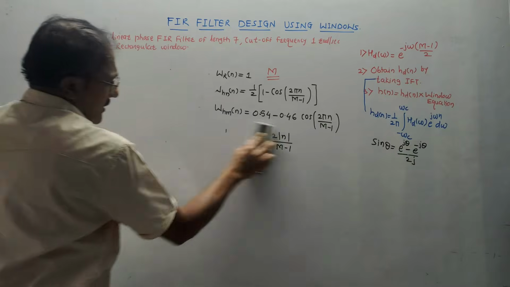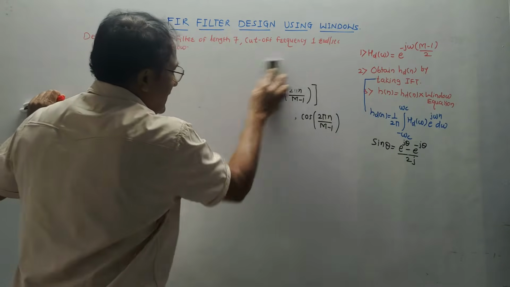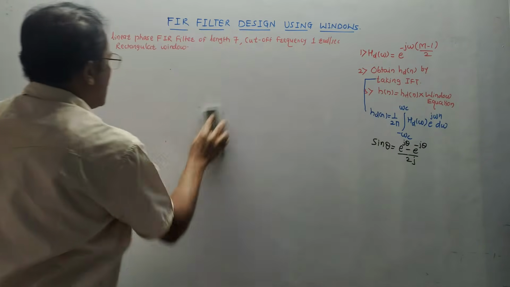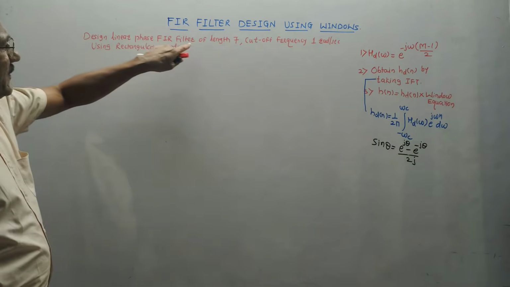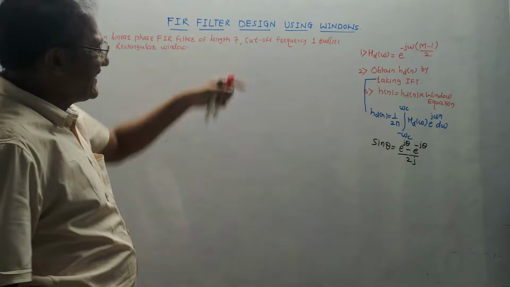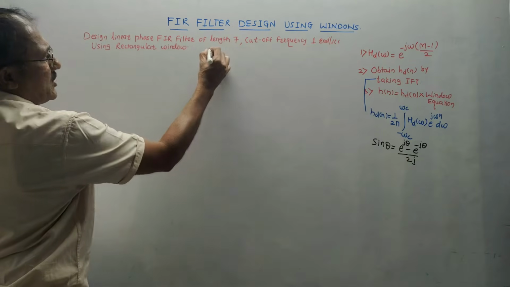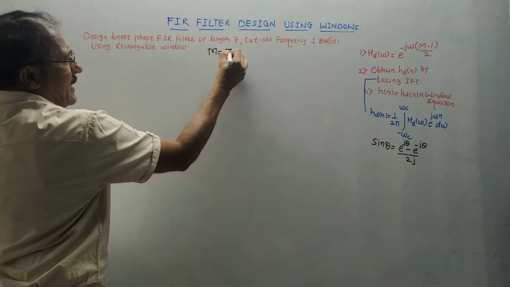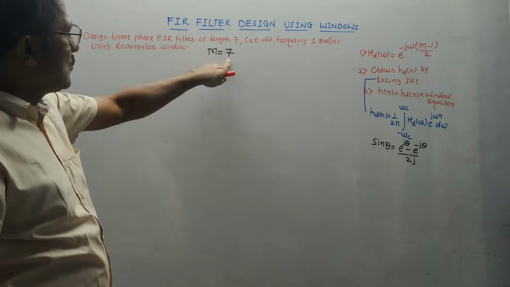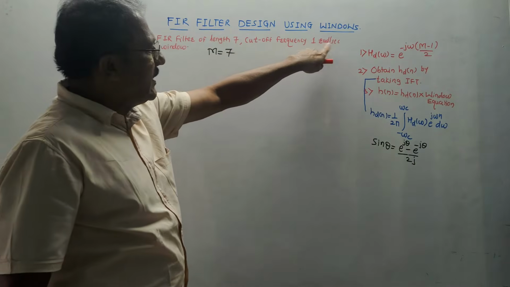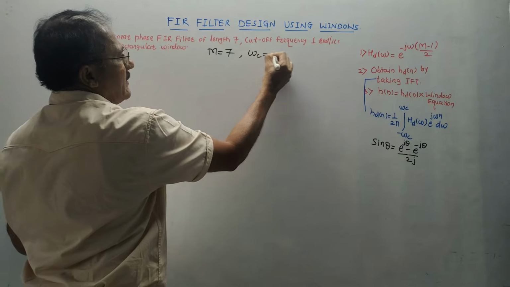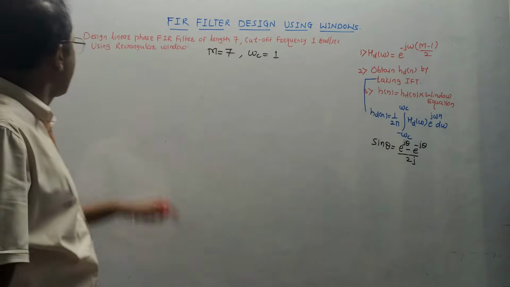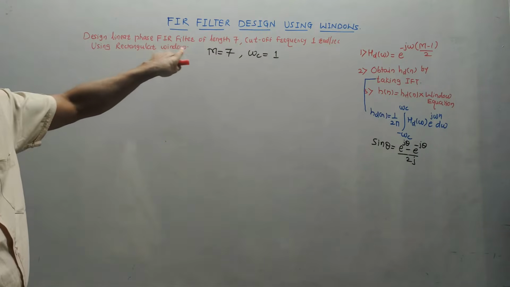As I mentioned, every numerical is similar, only the equations will be changed. So first problem: design a linear phase FIR filter of length 7. As I rightly mentioned, length is given by the notation m, so m is equal to 7. Cutoff frequency 1 radian per second. Cutoff frequency is denoted by omega c, which is 1 radian per second, using a rectangular window.